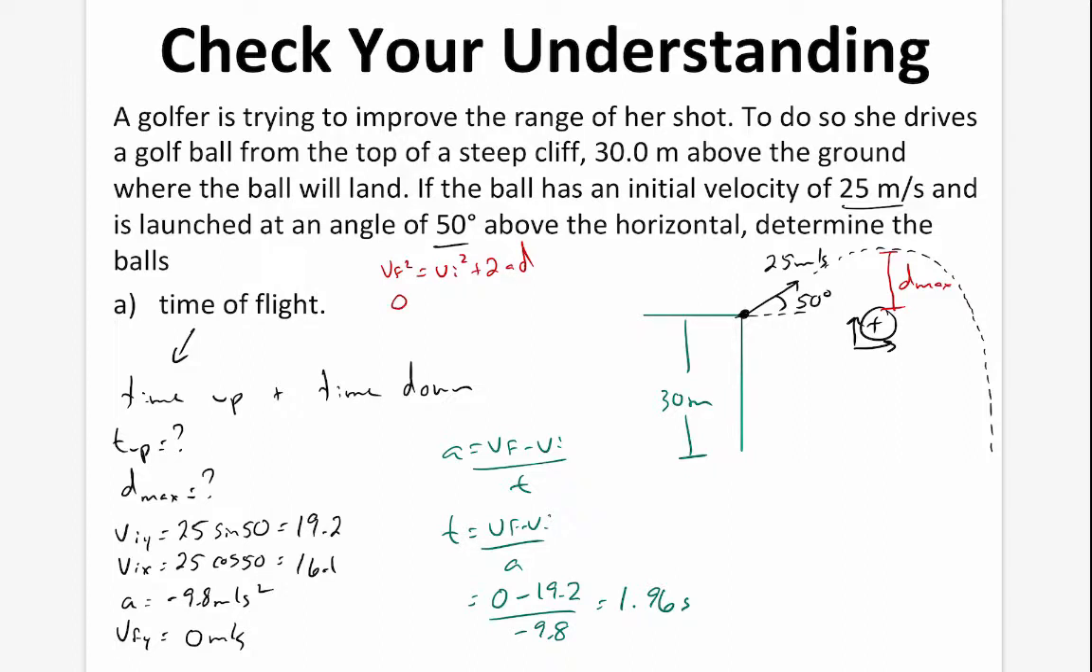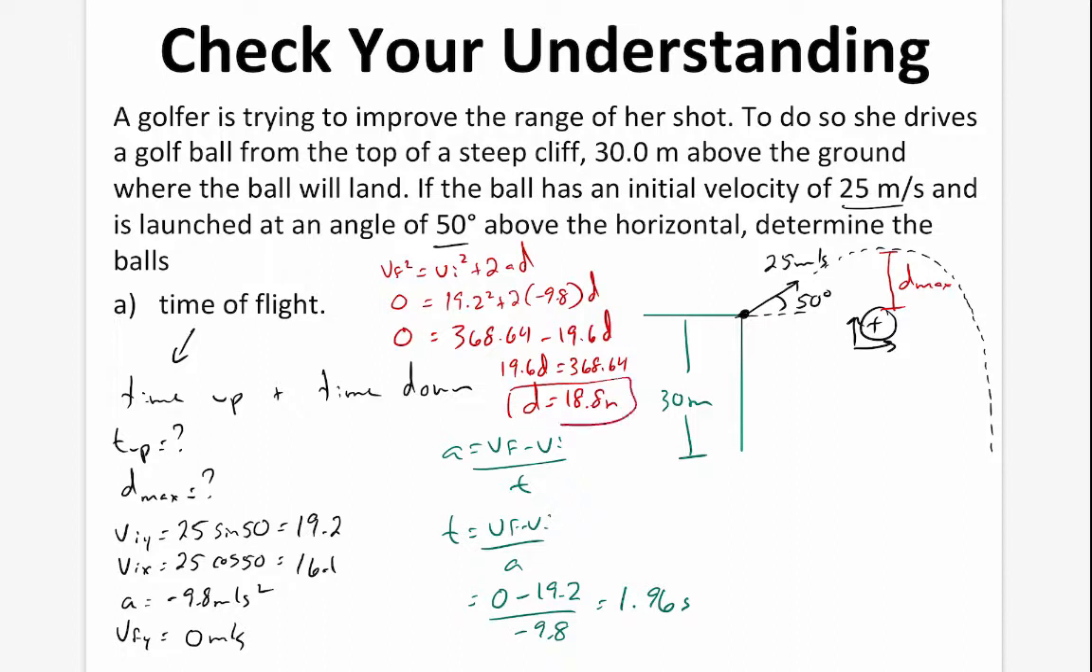VF squared we know is 0. VI squared we know is 19.2 squared, plus 2 times negative 9.8 times D. So let's expand this out a little bit. We have 0 equals 368.64 minus 19.6D. We're going to move the 19.6D to the other side of the equation, so we get 19.6D equals 368.64. We're going to divide both sides by 19.6, and we get a D value of 18.8 meters. So that's our max height.